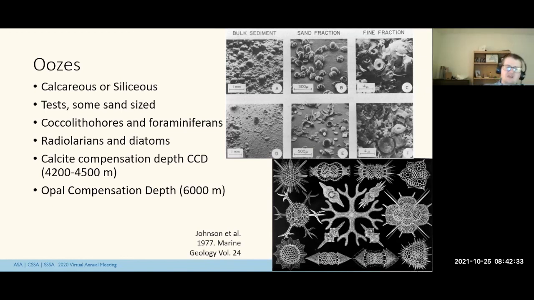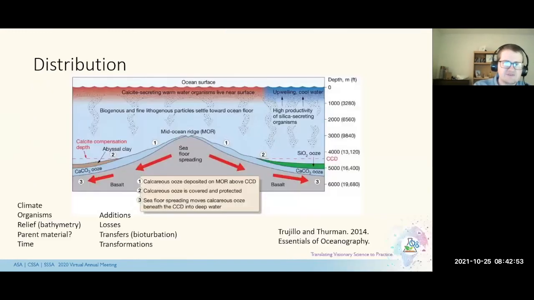And there are these compensation depths. So below about 6,000 meters, for instance, you won't find opal because it dissolves. Below about 4,200 or 4,500 meters, you don't really find calcite because it dissolves, just because of physical chemistry processes. The pressure increases, the water chemistry changes, and that just determines the distribution of materials. Well, that sounds like there are factors controlling the distribution of these materials, right?